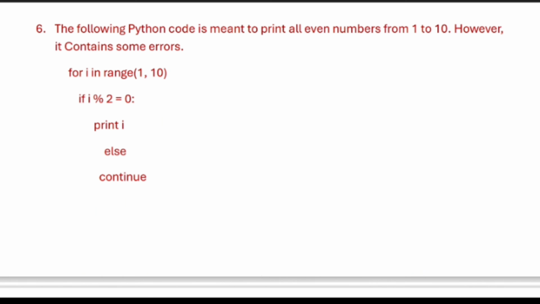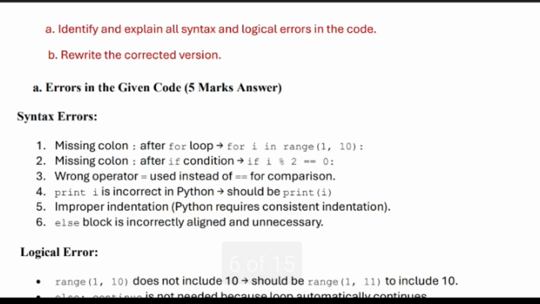Next, the following Python code is meant to print all even numbers from 1 to 10. However, it contains some errors. So the integers are given, and you have to make a program. This is the question as given in the exam. In that question, first you have to identify and explain the syntax and logic errors. Next, rewrite the corrected version. First, the errors in the given code.